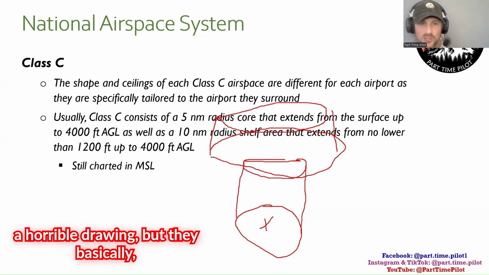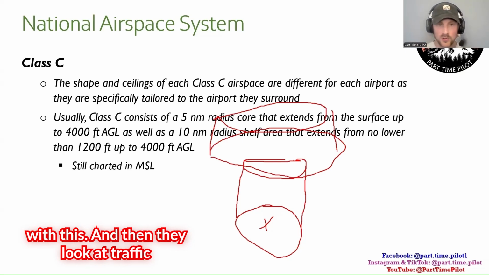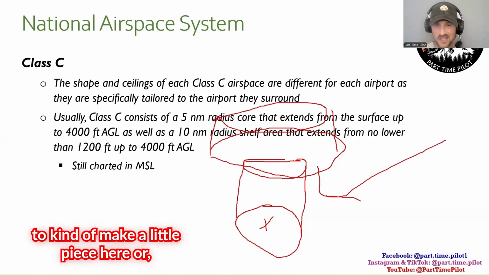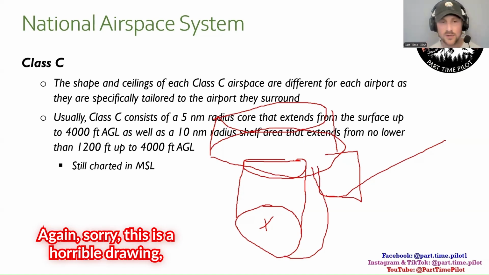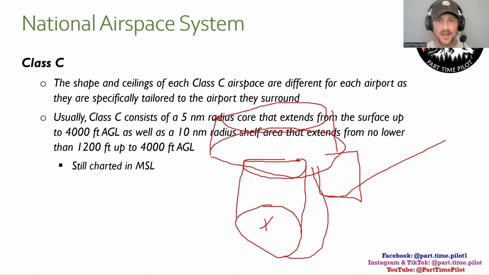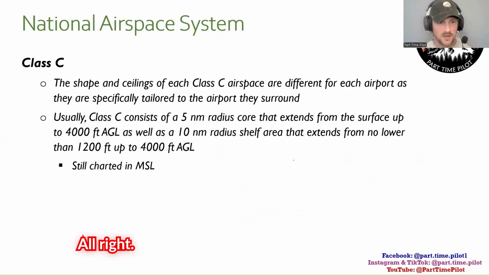I know this is a horrible drawing, but when they're planning a Class Charlie airspace around an airport, they start with this and then they look at traffic patterns and they say, okay, well, we need to make a little piece here or extend this radius out here. Again, sorry, this is a horrible drawing, but you kind of get the picture of what I'm going with there. Let me erase this stuff. All right.